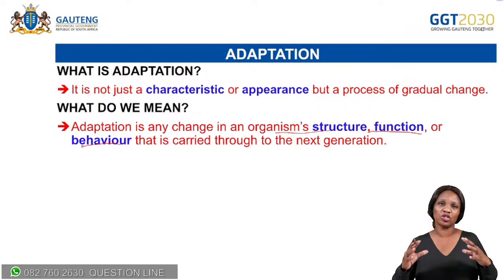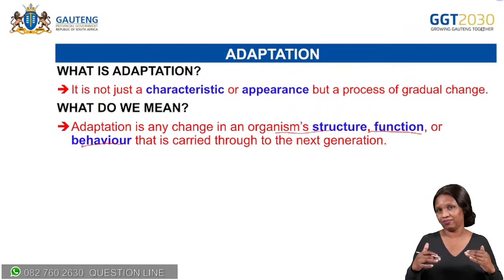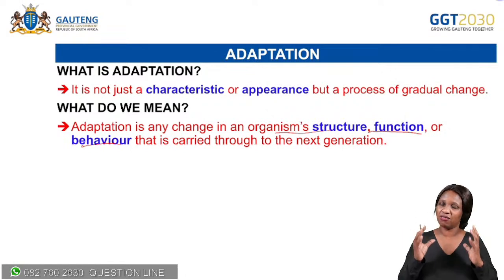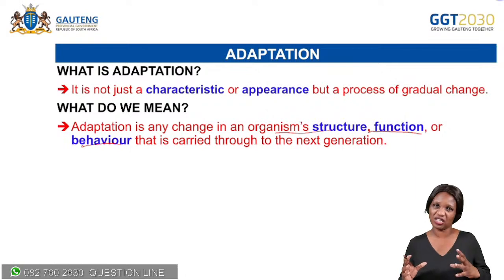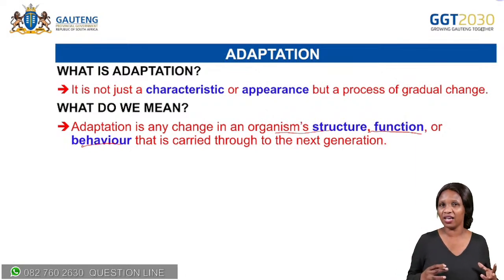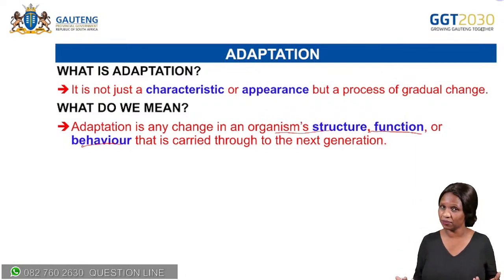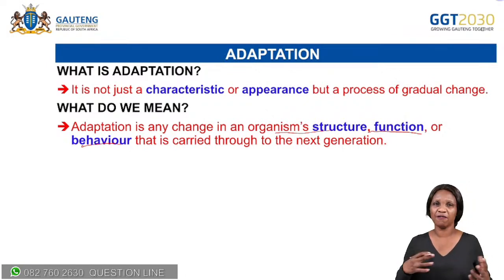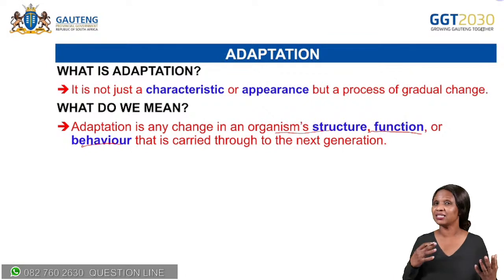Then the embryo is going to grow in a shell, and then it will hatch. Okay? It would have been protected. Then we call that function. It is functional. And then the other one is behavior. When we're talking about behavior, behavior is learned. And some behavior is instinctive.